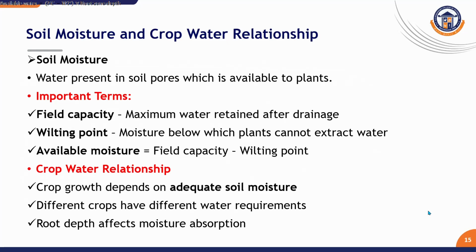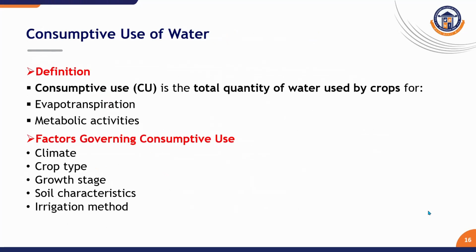Crop water relationship. Crop growth depends on adequate soil moisture. Different crops have different water requirements. Root depth affects moisture absorption. Consumptive use of water: consumptive use, CU, is the total quantity of water used by crops for evapotranspiration and metabolic activities. The factors governing consumptive use are climate, crop type, growth stage, soil characteristics, and irrigation methods.